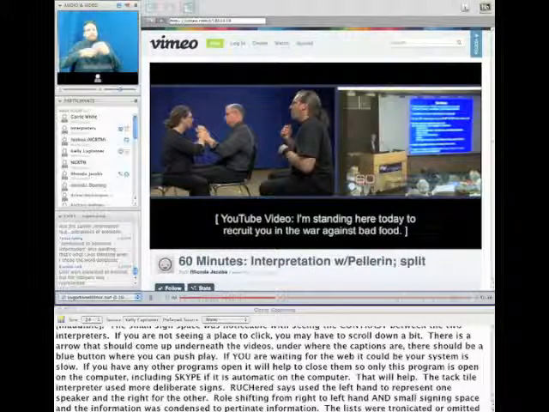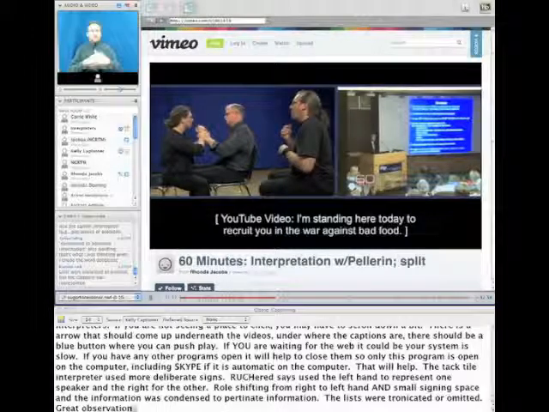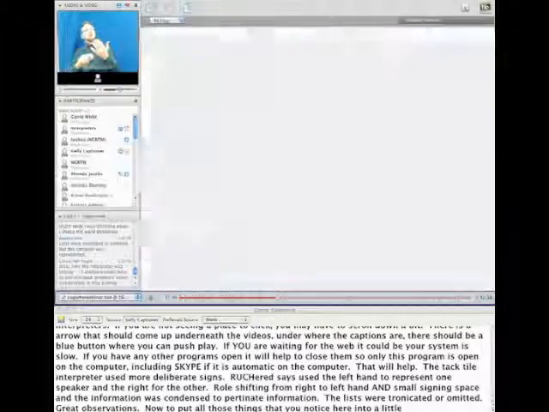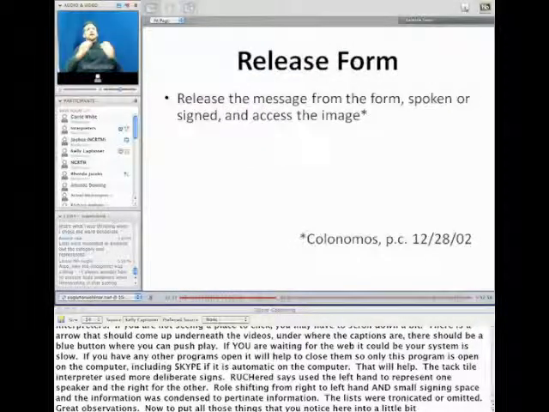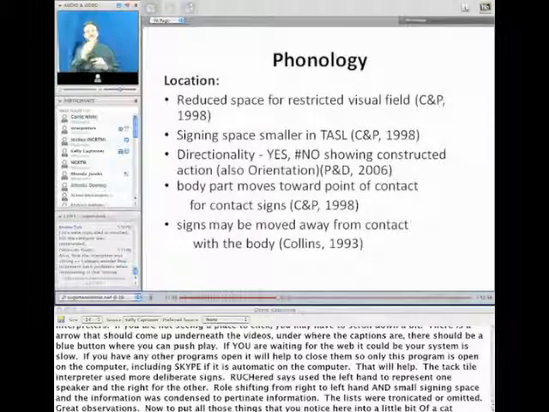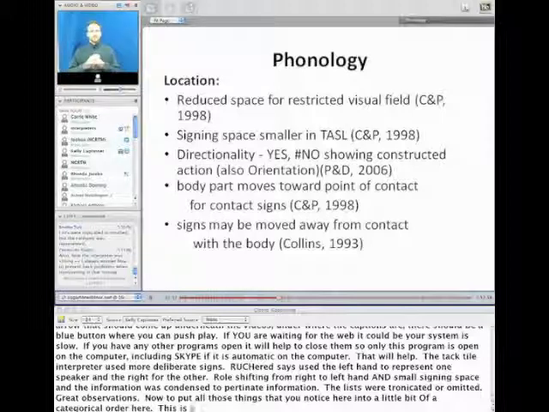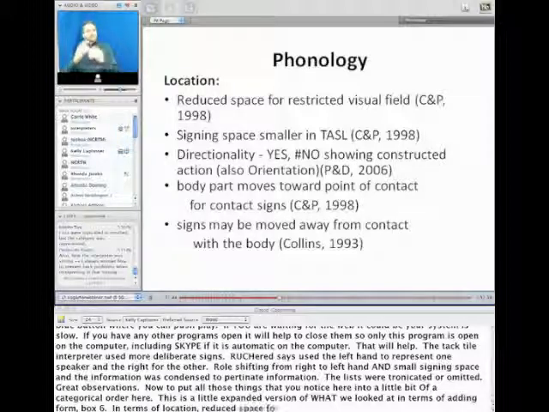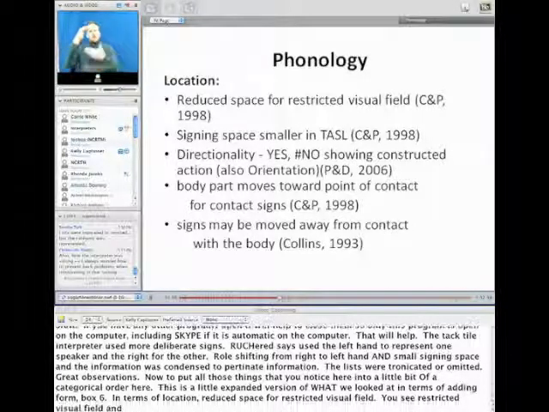Okay, great observations. So now to put all of these things that you're noticing here into a little bit of a categorical order, let's fast forward on the slides here a minute. So this is just a little bit expanded version of what we just looked at in terms of adding form, box 6. So some of the things like you just noted in terms of location, there's reduced space for restricted visual field. And what you're seeing here is a combination of restricted visual field and tracking and tactile, sort of using all three of those here.